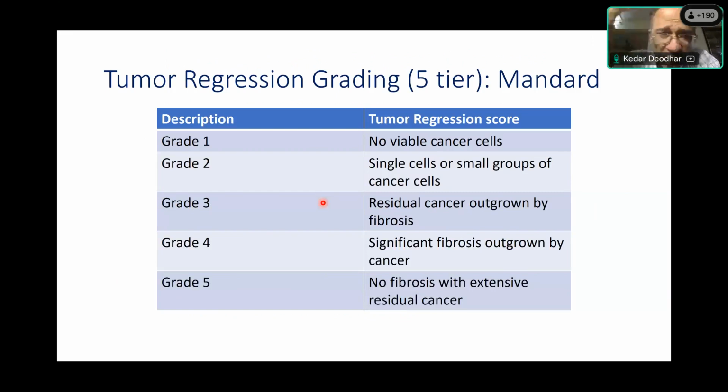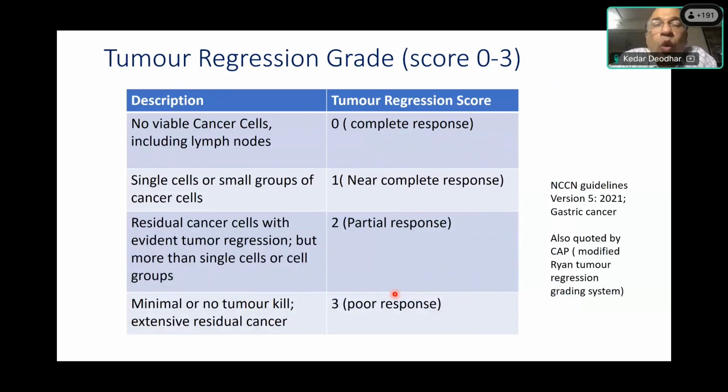We still use this 5-grade system, in which grade 1 is no cancer cells, grade 2 scanty cells, and grade 5 is no fibrosis, no response to chemotherapy, and extensive residual cancer present. But CAP recommends a 4-point scoring system, and the modified Ryan system should be okay. Sometimes some people use a 3-point system, 1, 2 and 3, or 0 as complete response and 1, 2, 3 as the other three, with 3 being the poor response, and that's okay.